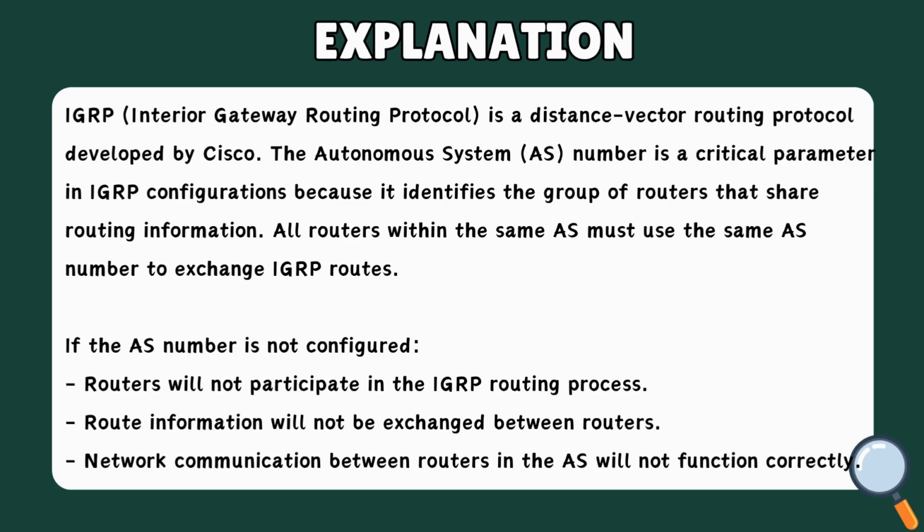If the AS number is not configured, routers will not participate in the IGRP routing process. Route information will not be exchanged between routers. Network communication between routers in the AS will not function correctly.